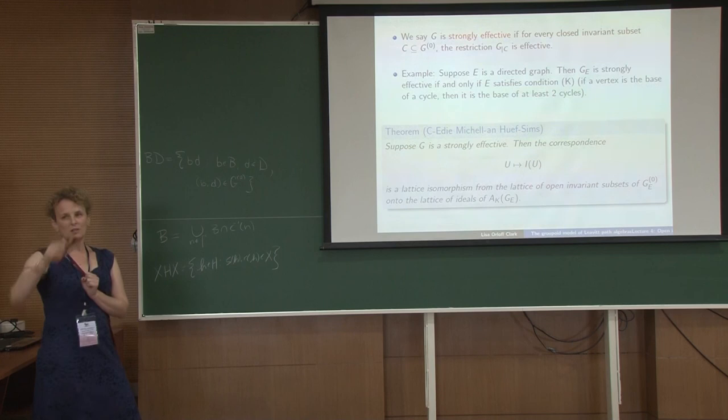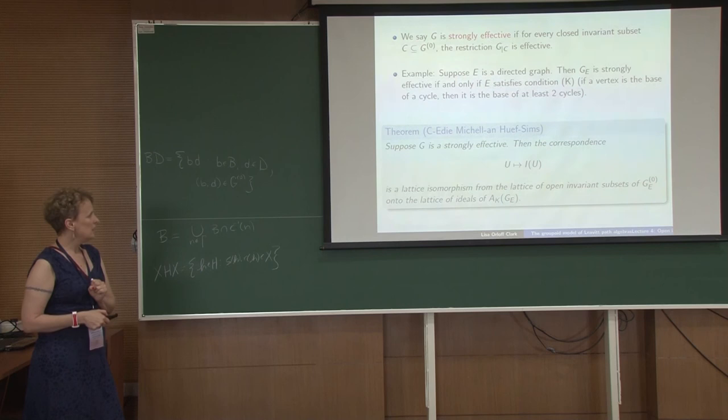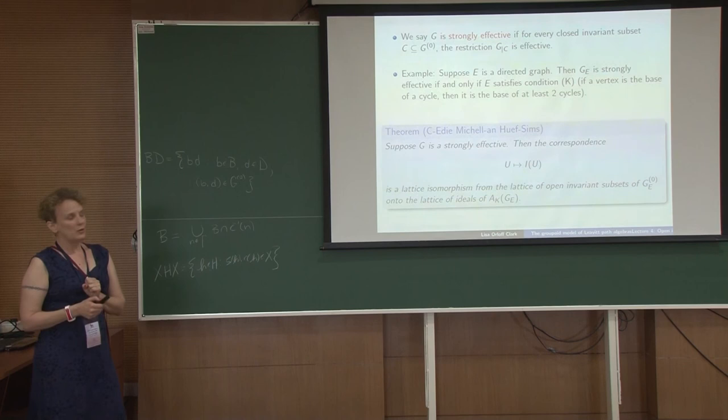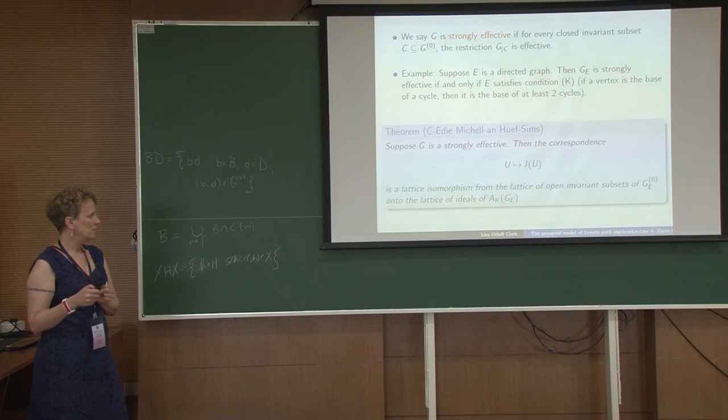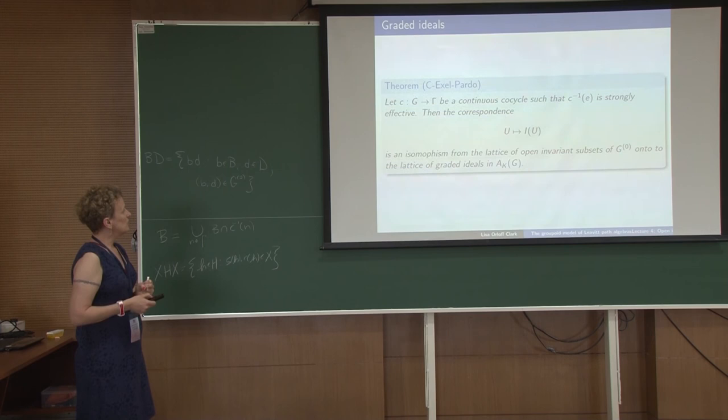Let's do that quickly. So this says if our groupoid is strongly effective, we know all the ideals are of the form I_U. We also know strongly effective implies condition K, meaning all ideals of the Leavitt path algebra come from saturated hereditary subsets. So the correspondence is between those two things. You can get, and I'll talk about it in a minute, a lattice isomorphism between those. And we can do the same sort of thing for graded ideals.